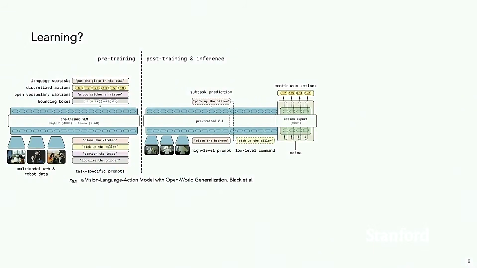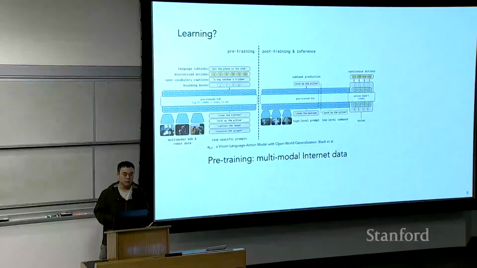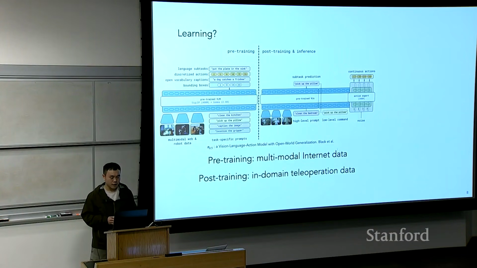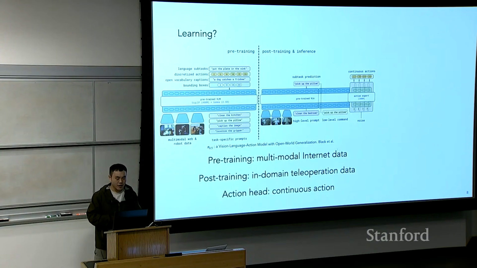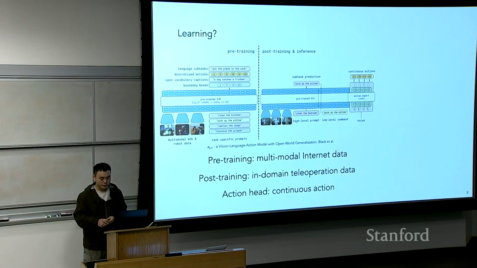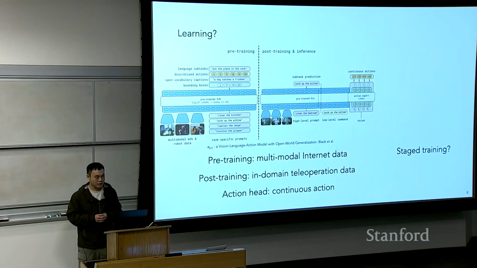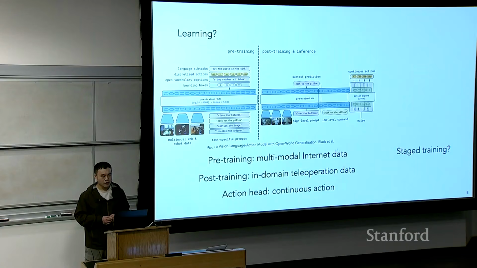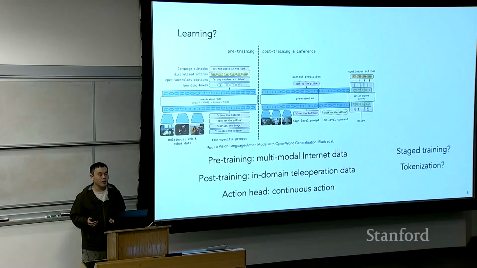Also on the learning side, we usually follow a 2-stage training. The first stage is a pre-training stage, where we use multimodal internet data to pre-train a VLM backbone, followed by a post-training stage, which leverages in-domain teleoperation data to align the action space. The action head we usually use is a continuous action head trained with a flow matching loss. However, there are some other unsolved questions. For example, can we explore some alternative stage training? Can we explore other data sources for pre-training? And do we need to do tokenization of the actions?